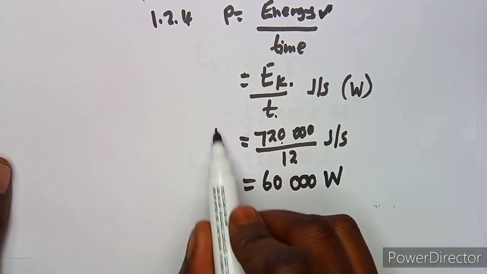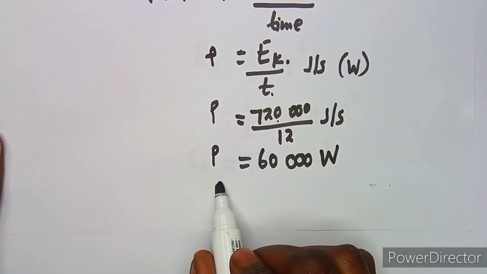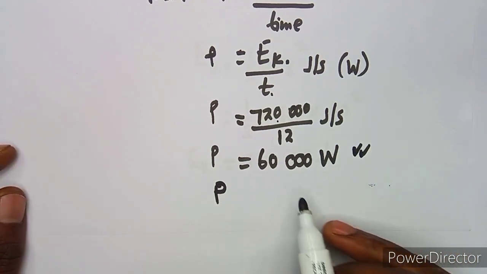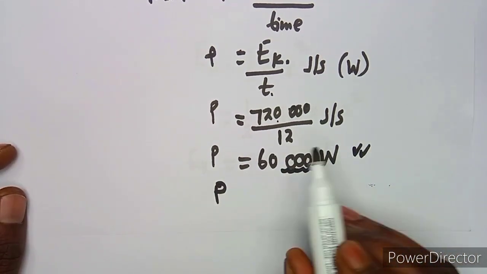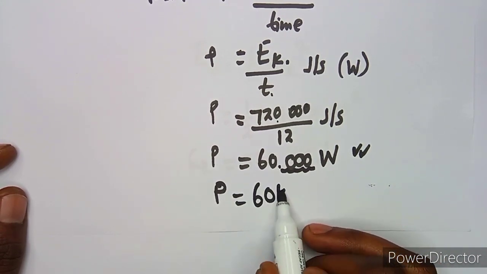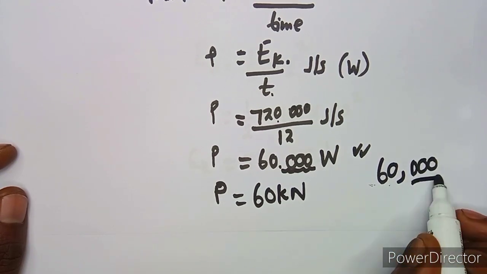Okay, because it's power, remember. So that is what you're going to have. So which means you can leave your answer like this, or you can just convert to kilowatts. Remember, kilo represents 3 zeros, so it's going to be just 60 kilowatts, because it would be like 60,000 like this.